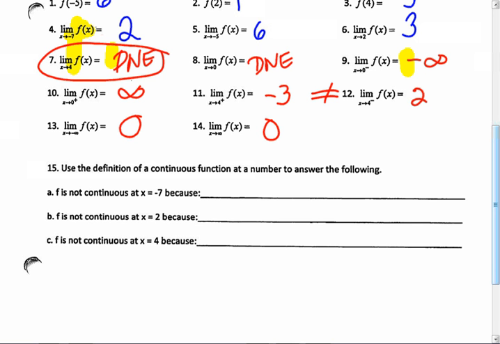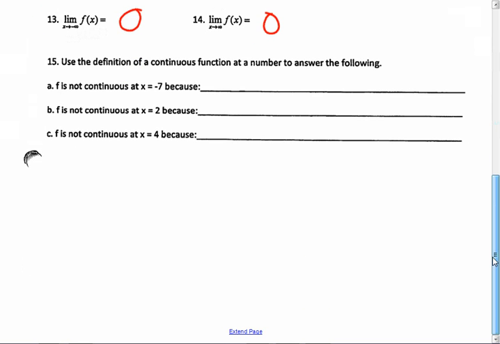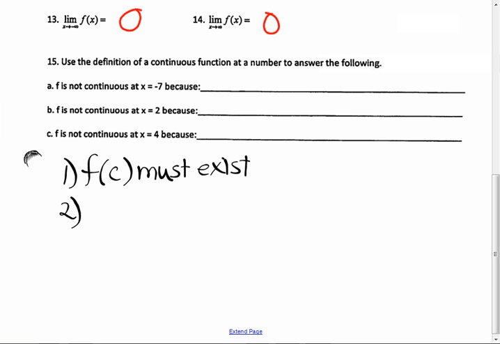Okay, use the definition of a continuous function to answer these questions. What is the definition of a continuous function? What's the first thing? The function must exist at that point. Now, on your test, this is a test question, and it's got to be exactly right. You can't say f of x must exist. I'm going to mark it wrong. What else has to be true? Because it's at a particular point. At this value.